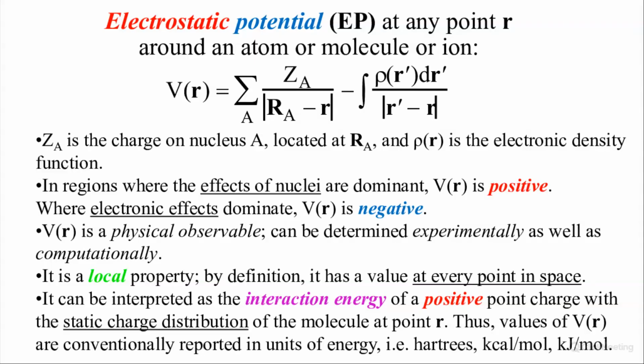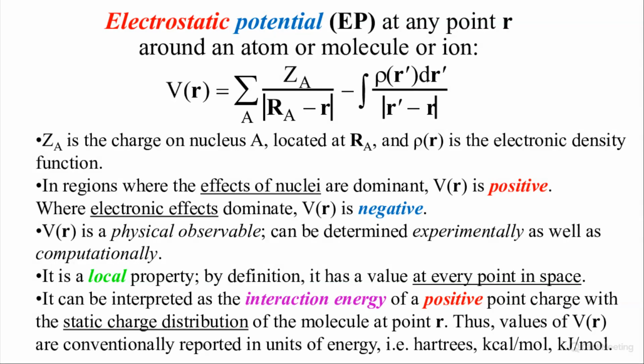Okay, I will show my equation for the electrostatic potential at any point r. This is a Coulombic potential. If our electrons were point charges, this would be really easy to calculate, but we need a density. And therefore, the first term is very easy to calculate. You can do that with a calculator if you know where the nuclei are.